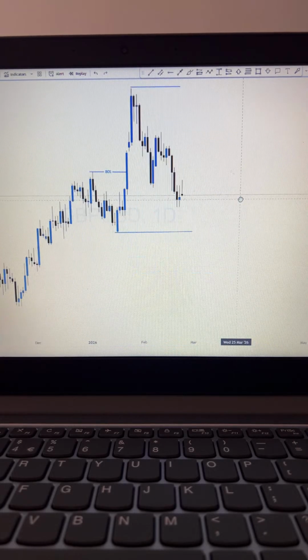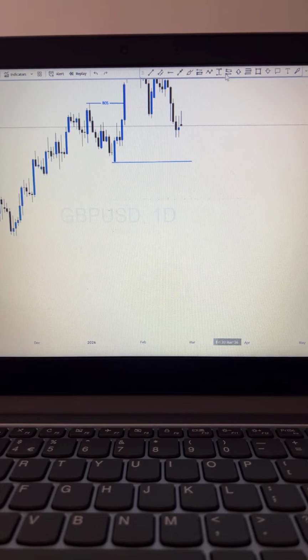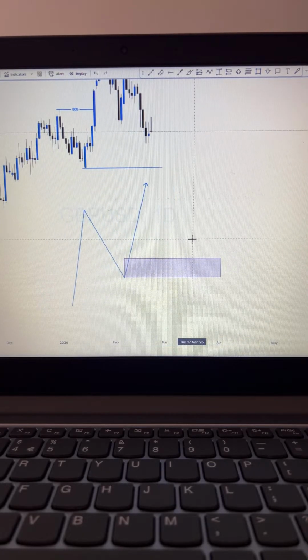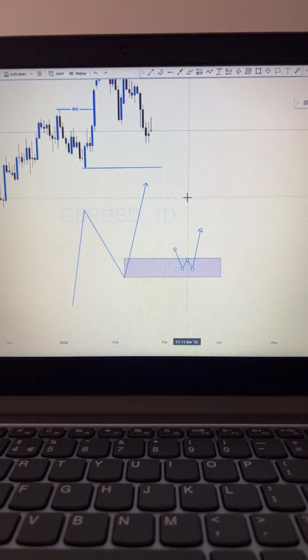Like I always teach my followers on TikTok, I have one simple model. Once you get a break of structure, the next thing you do is what? Locate the order block that gave you that break of structure, and map it out. Once this is done, wait for price to pull back to this level and give you what? A W formation. Once you get this, you can now target the high. This is how I trade, and this is how I teach my followers to trade.